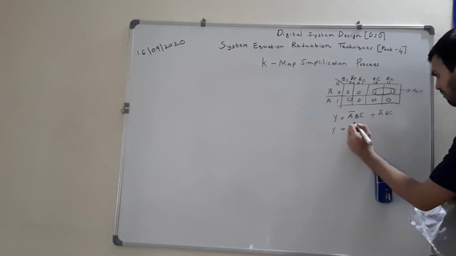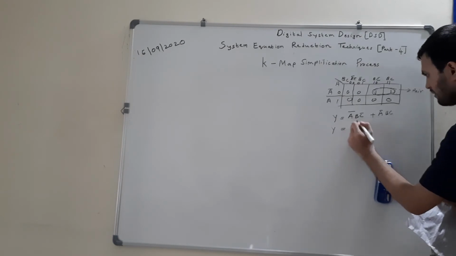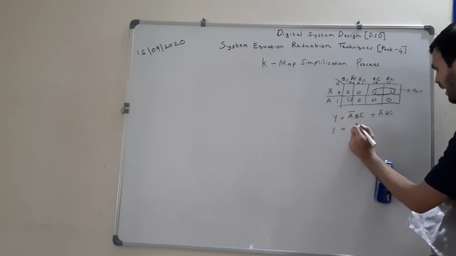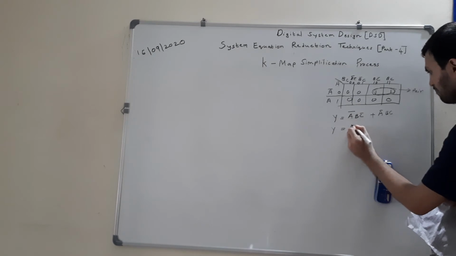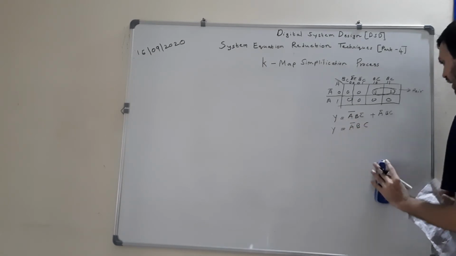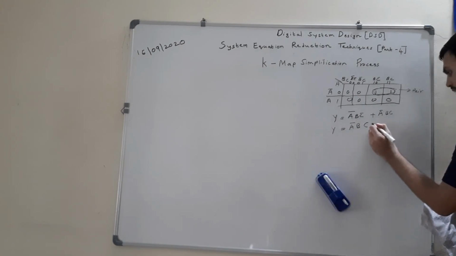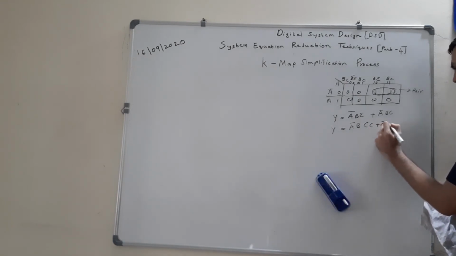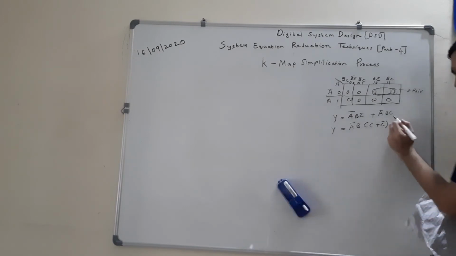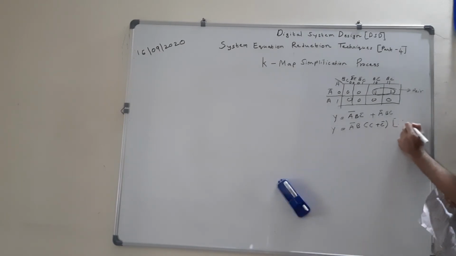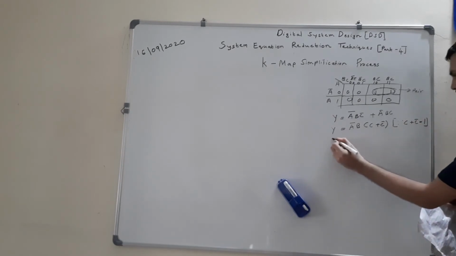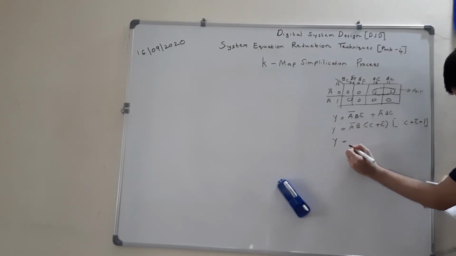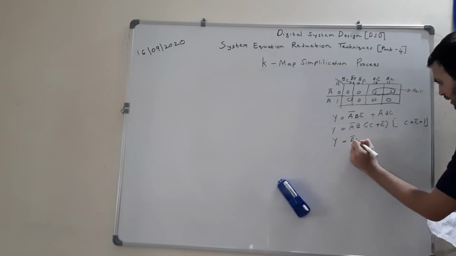Now here we have again A bar B C bar and A bar B C. So A bar B I will take common from this expression. And then inside the bracket we will get C plus C bar. Now remember, by the rules of Boolean algebra, what is C plus C bar? C plus C bar is nothing but 1. So at the final output you will get only A bar B as your result.